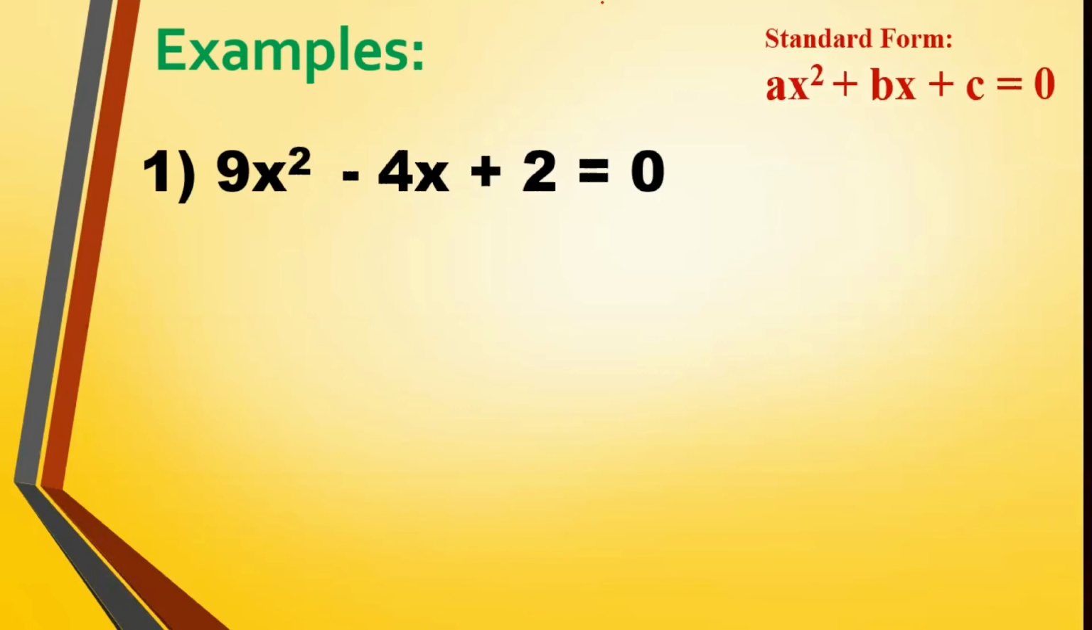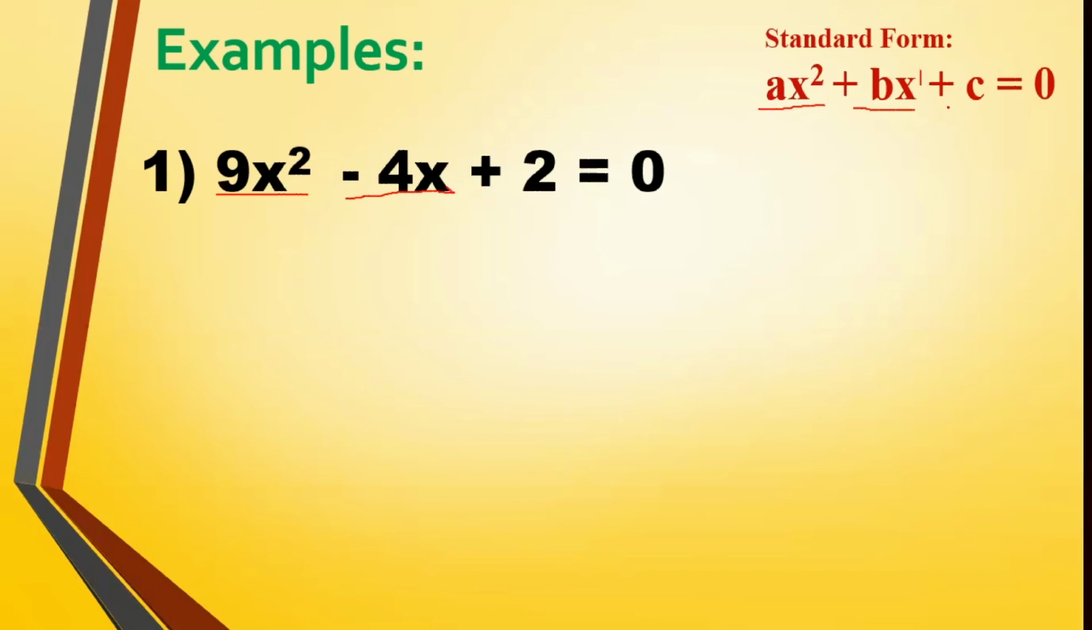Okay, our first term here in the standard form has an exponent of squared. So in our given equation, our first term is 9x squared. And for our second term, bx, which has an understood exponent of 1, the second term here is 4x, and in the given equation it is negative 4x.